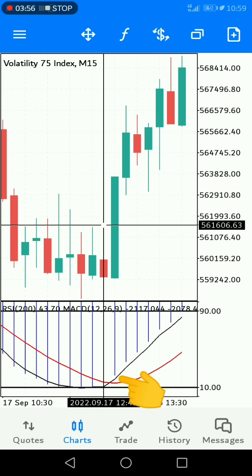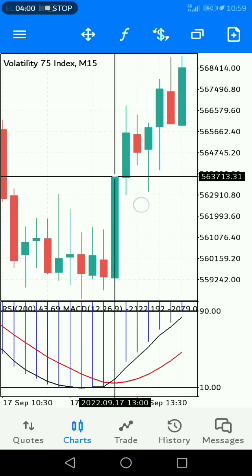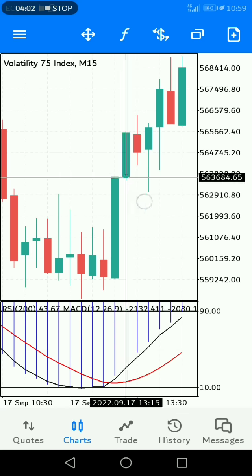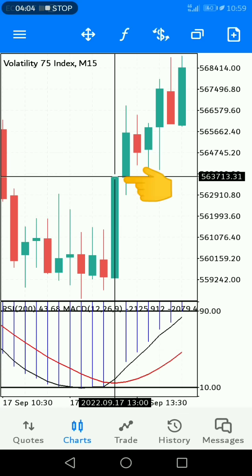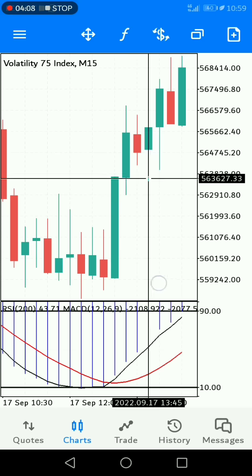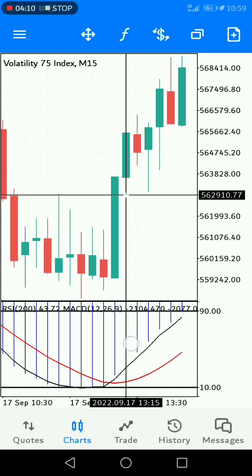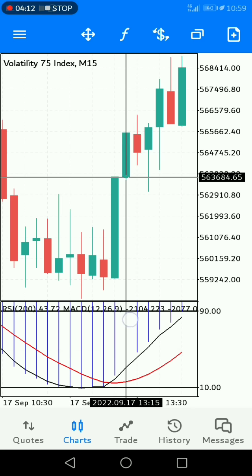So when the crossover happens, it finally happens with this huge candle here. If this happens, that simply means you buy at this point here because the crossover is confirmed. It happened on the level 10, and now the crossover is confirmed. If you look at this, you can see the crossover is confirmed. So you will be buying at the open of this candle.